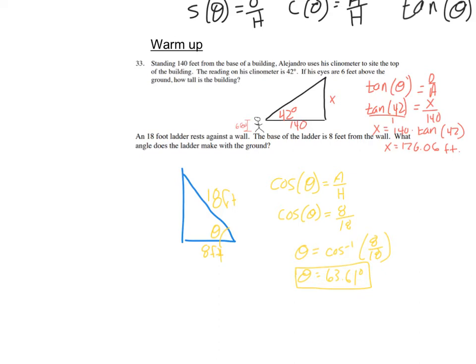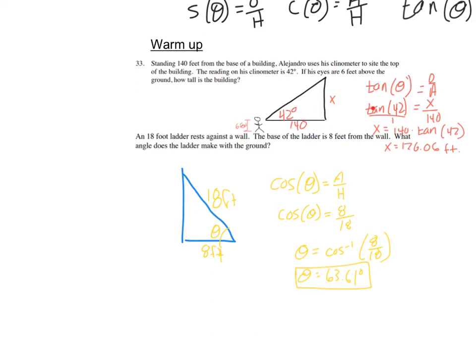Alright, let's take a look at how we did on the first problem. Again, important to draw a picture. So this is the picture that I drew. We have a 42-degree angle. Here's Alejandro standing there. He's 140 feet from the base of the building. I don't know this height. So I use the tangent ratio because I don't know the opposite side, but I do know the adjacent side.